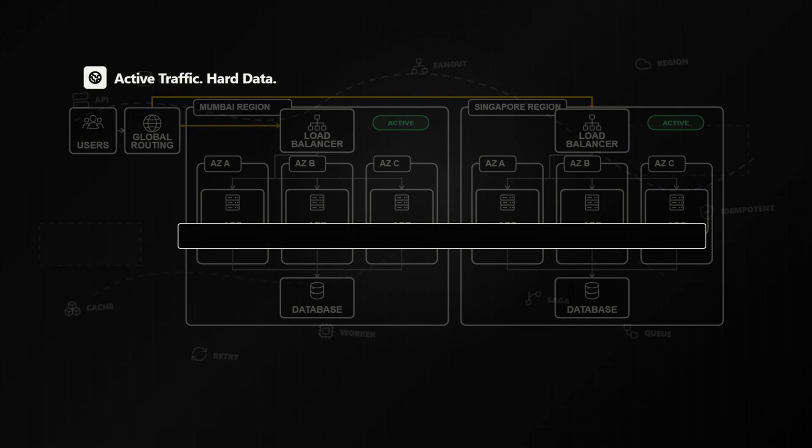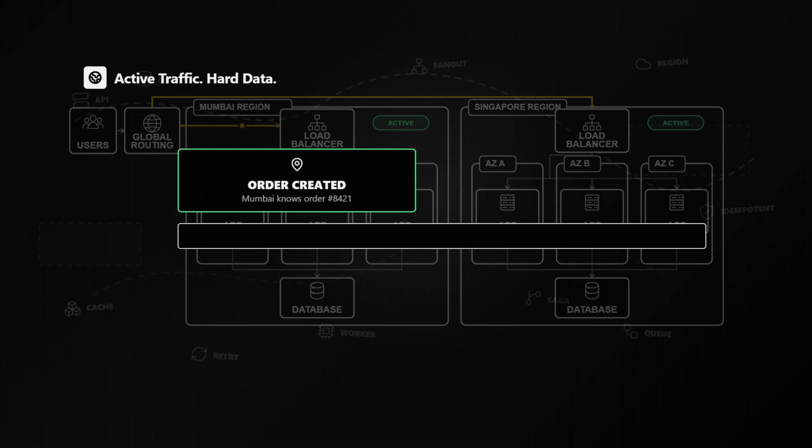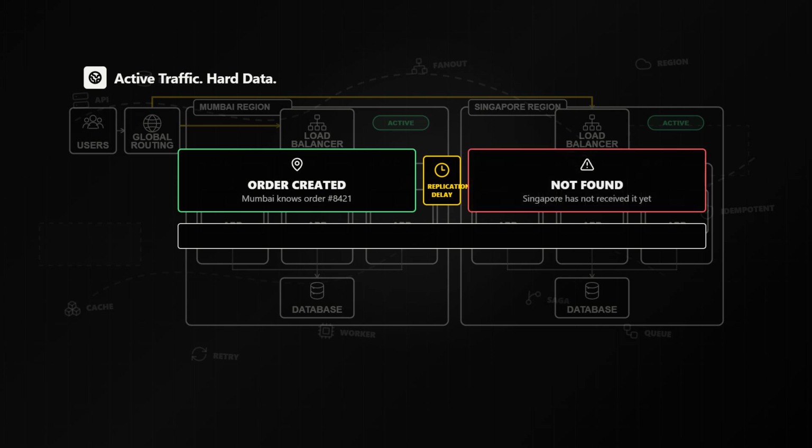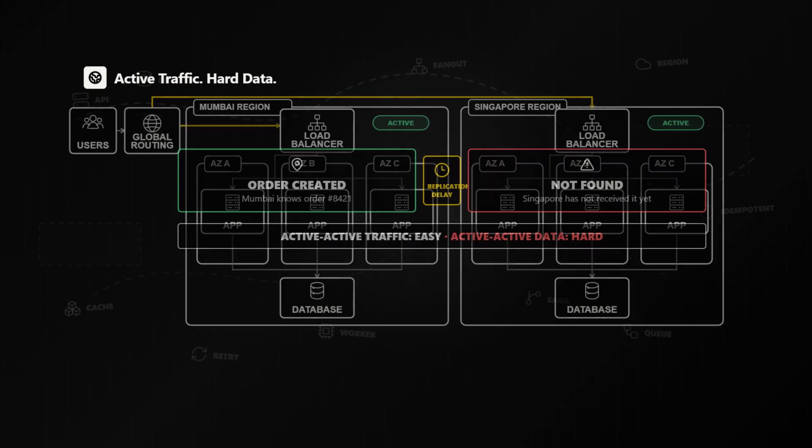Failover becomes faster, but writes become harder. Imagine a customer creates an order through Mumbai. Then their next request reaches Singapore before replication delivers that order. Singapore may briefly believe it does not exist. Or both regions may update the same delivery state at nearly the same time. The system must decide whether one region owns that record, whether writes require cross-region coordination, or whether conflicting updates can be merged. Active-active traffic is easy to draw. Active-active data is the difficult part.